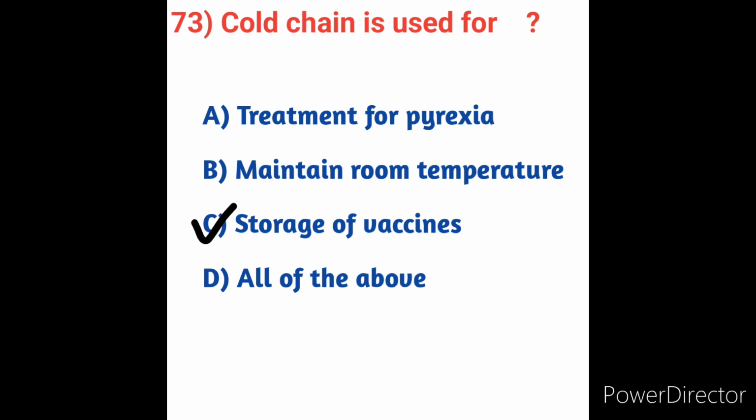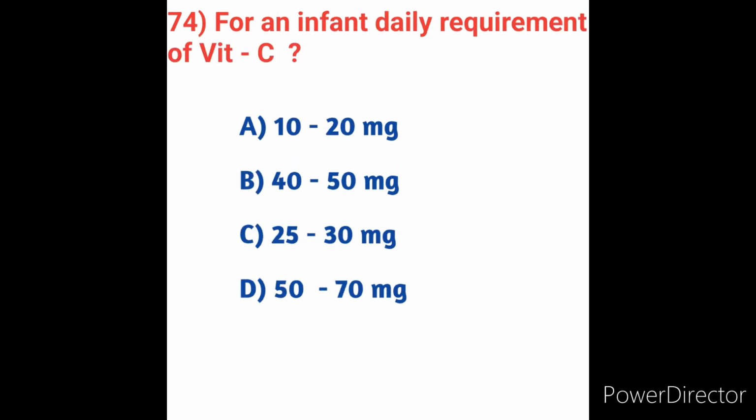Next we will move on to question number 74. What is the infant's daily requirement of vitamin C? We will see the options. Option A, 10 to 20 mg. Option B, 40 to 50 mg. Option C, 25 to 30 mg. Option D, 50 to 70 mg.